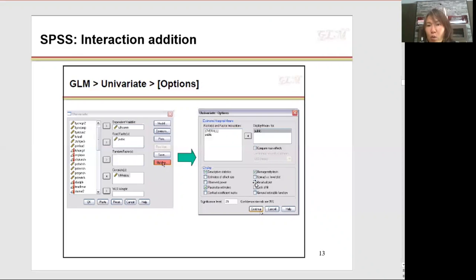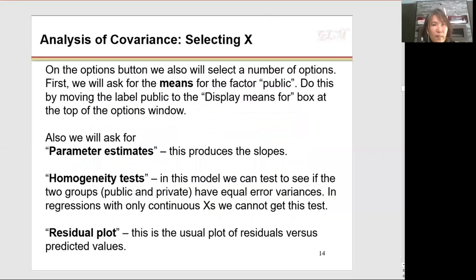And then whatever function you want to have, you just click it, and then continue, click continue. So on the options button, we also will select a number of options. First, we will ask for the means for the factor public. Do this by moving the label public to the display means for box at the top of the options window. Also, we will ask for parameter estimates. This produces the slopes homogeneity test.